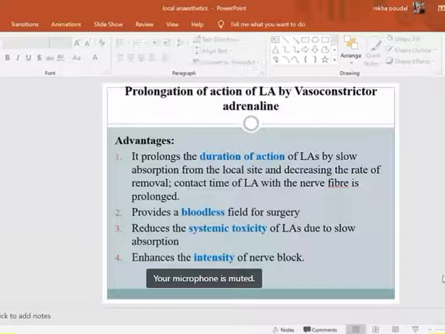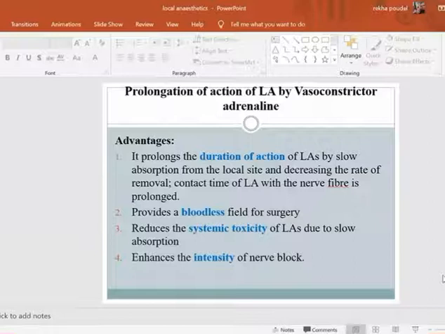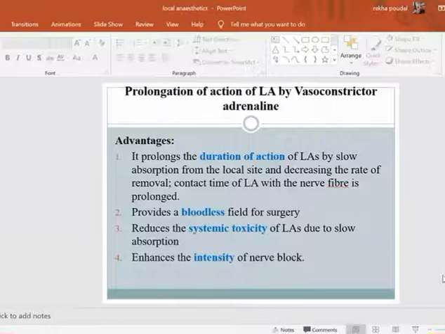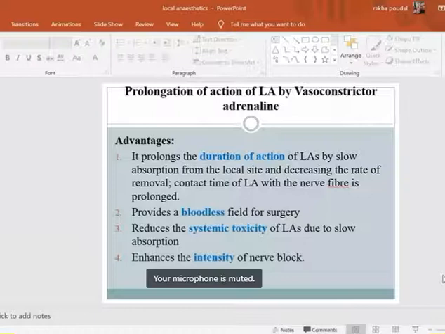Whenever we give adrenaline, since it is a vasoconstrictor, it will constrict the blood vessels. So when it is given along with local anesthetic, due to the vasoconstrictor effect, the drug will be slowly absorbed from the local site, so that the duration of action is prolonged and the rate of removal of the drug is also slowed, and gradually the contact time of local anesthetic with the nerve fiber is prolonged. So number one is it will prolong the duration of action of local anesthetics due to its vasoconstrictor effect.